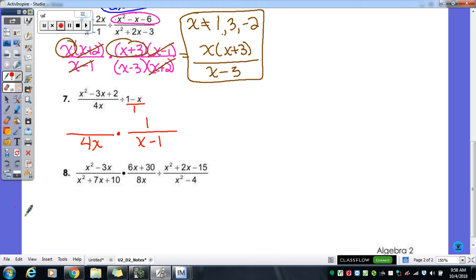Keep, change, flip. Keep, change. You always flip that second one when it's division. Oh, because I didn't realize I did that. Thank you. It was an accident. Sorry, I didn't realize I flipped that.